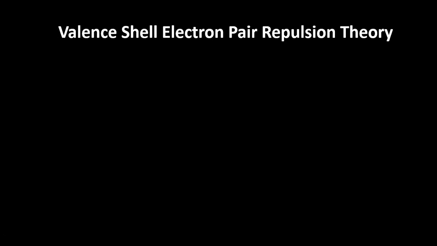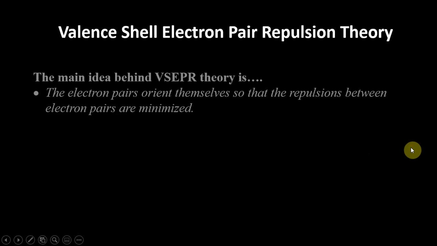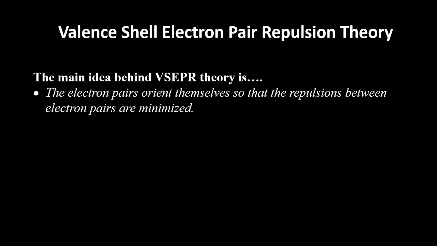He came up with this simplified way of trying to figure out the three-dimensional shapes of molecules. And it's really quite simple to understand. It's just a matter of memorizing a few basic shapes. The main idea is that electrons try to orient themselves in three-dimensional space around an atom in such a way that they minimize their repulsion from each other.